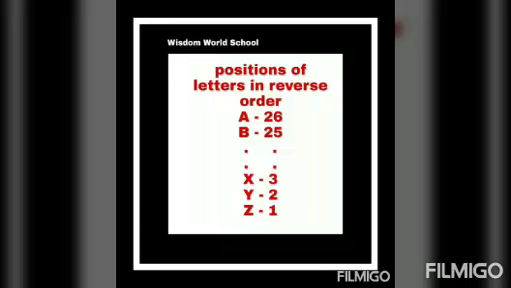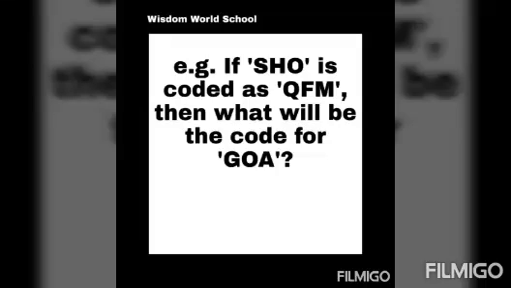Now look at the other one, which is the reverse order of letters. In reverse order, A is given the number 26, which means A is at position 26 from the back, and B is at 25. In the same way, X is at 3, Y is at 2 and Z is at 1. Look at the example of backward order.